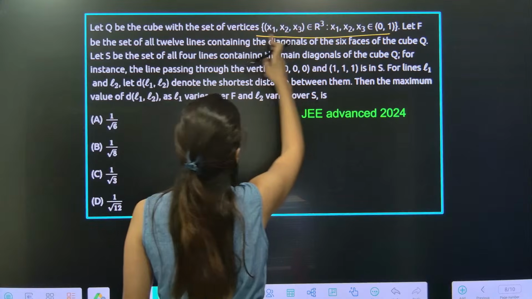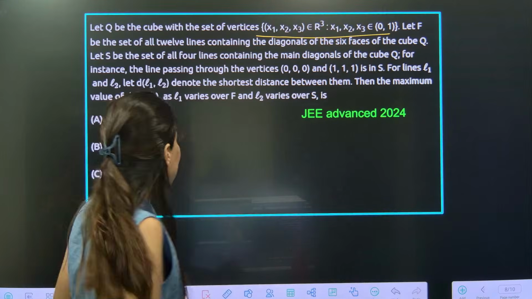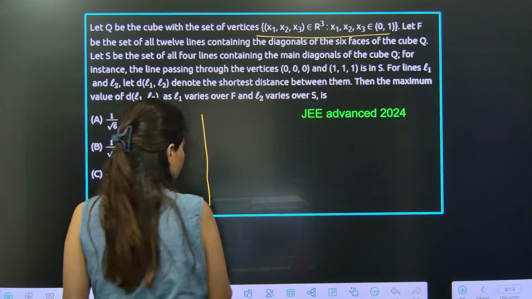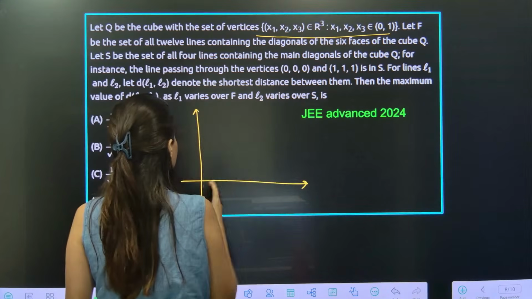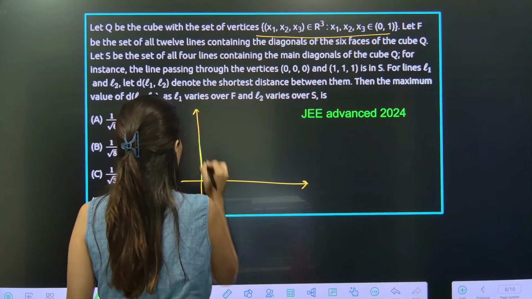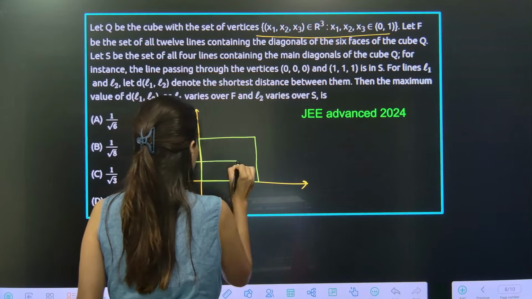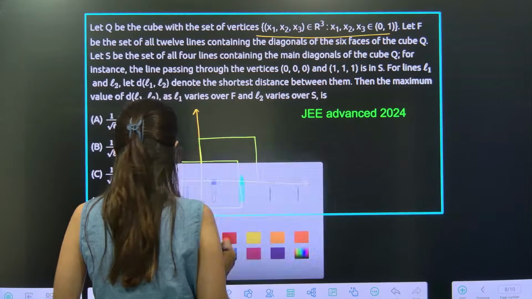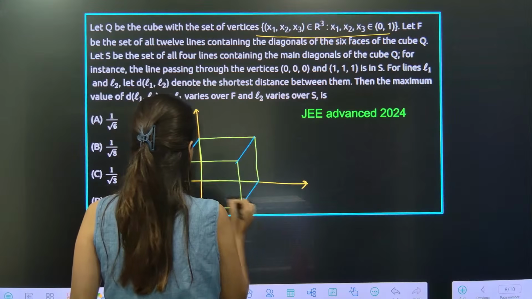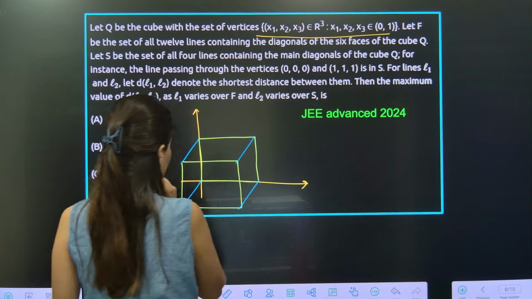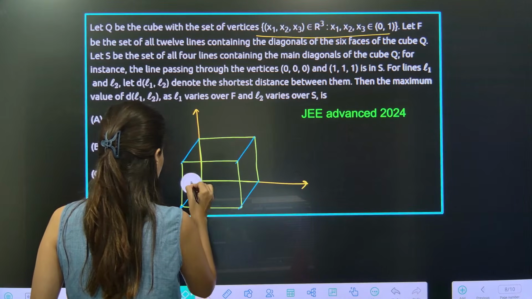Q is the cube with the vertices x1, x2, x3 where each of x1, x2, x3 is 0 or 1. So basically there is a cube. We'll create a cube over here. Okay, can we do it? So this is a square and this is another square. Okay, and we will join it. Correct? Is it looking correct? And we will remove this.